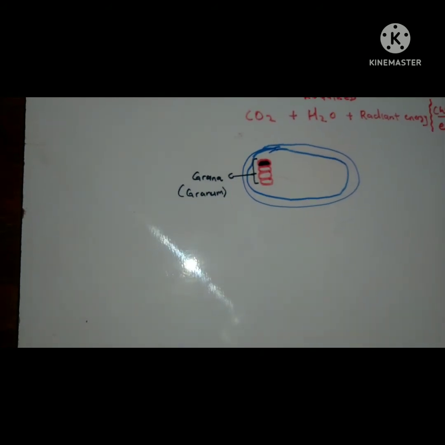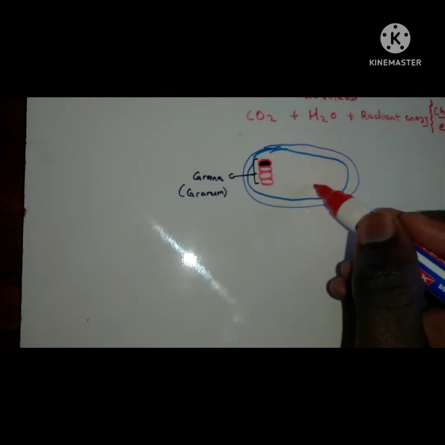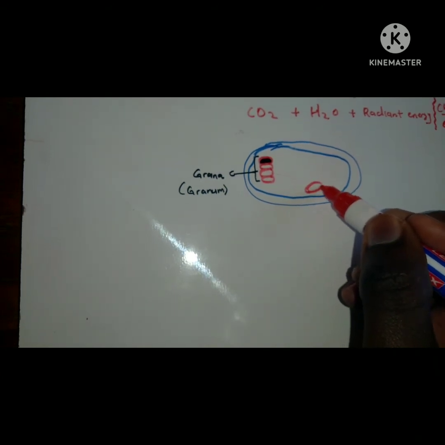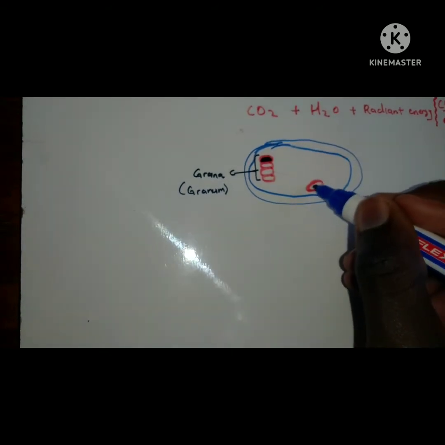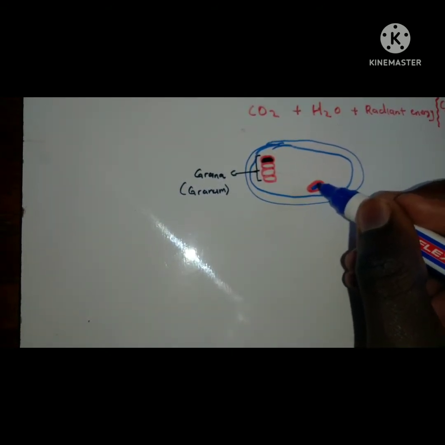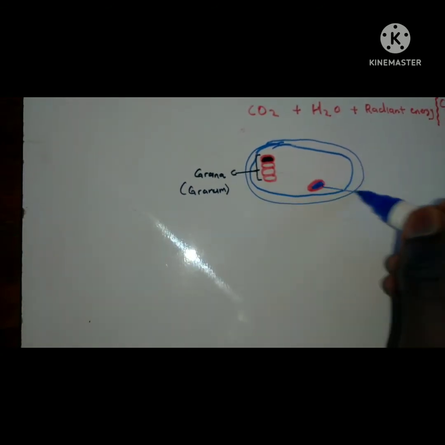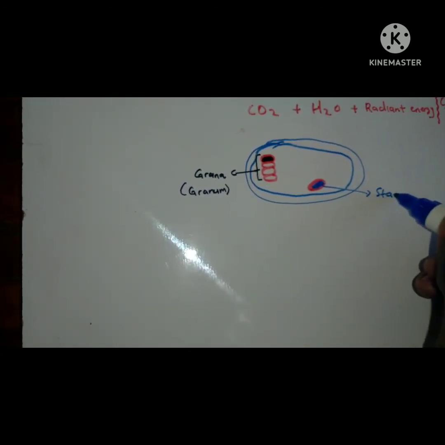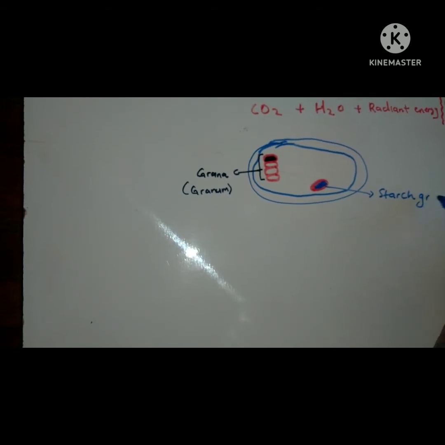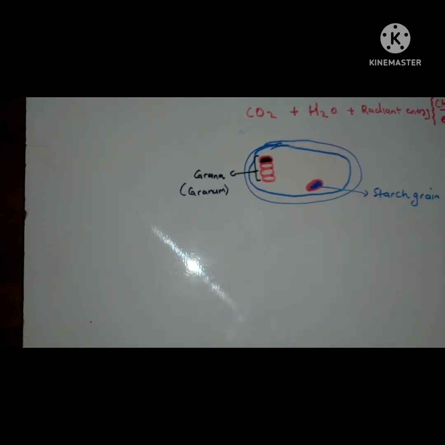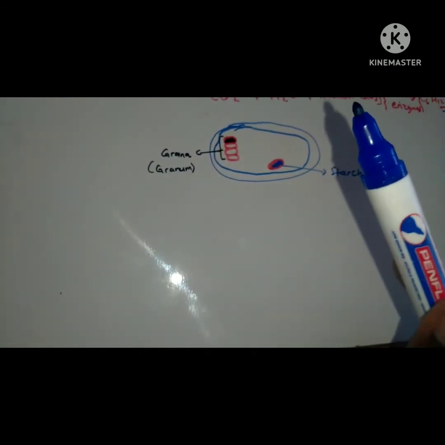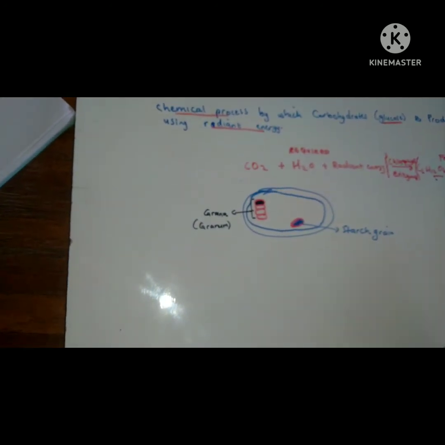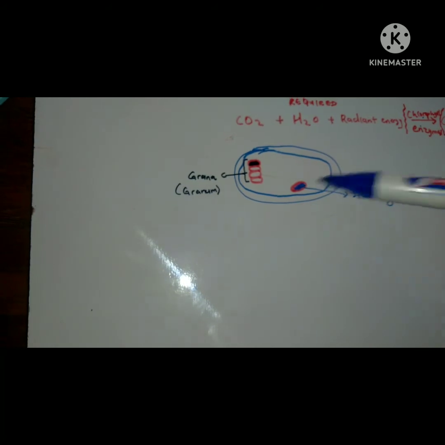But then let us still continue. We'll have here a starch granule. We'll call this what? A starch grain rather. So a starch grain is where the starch is stored, because we said we are producing glucose according to our definition for photosynthesis. So starch is a form of glucose.